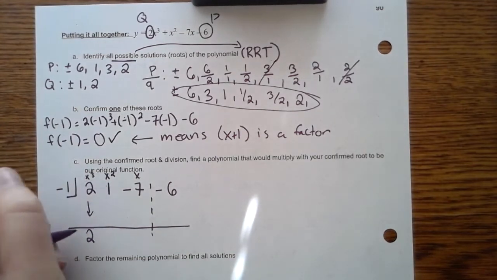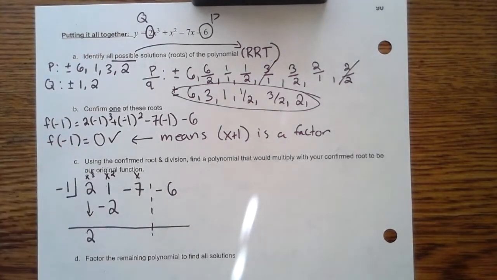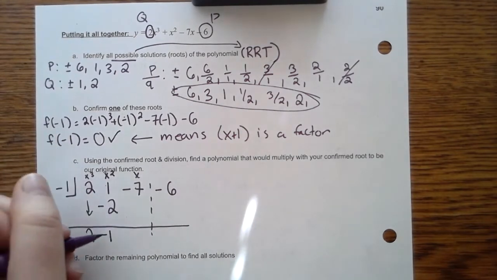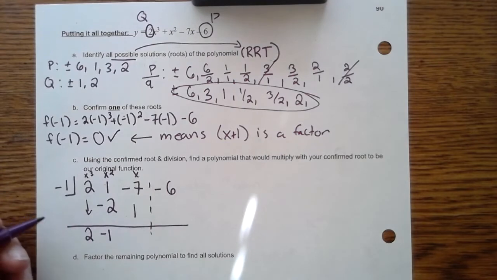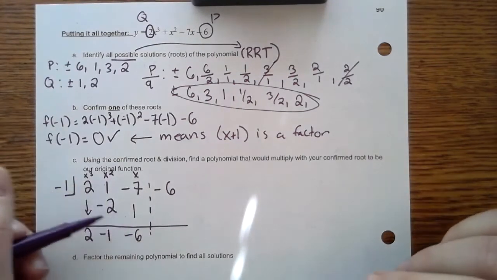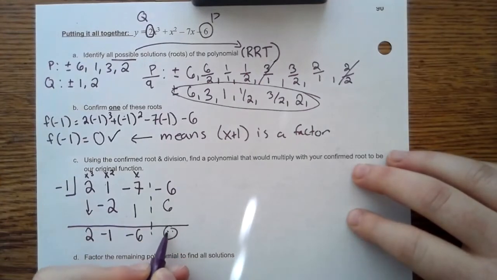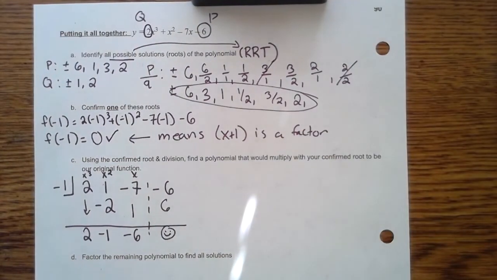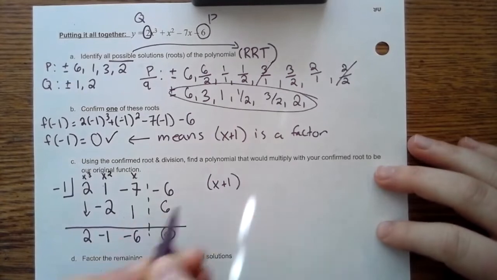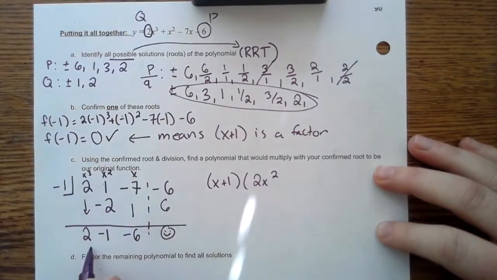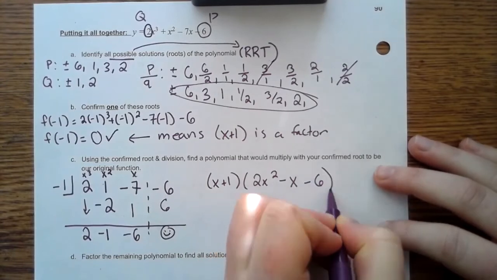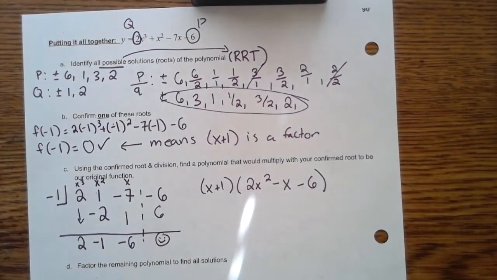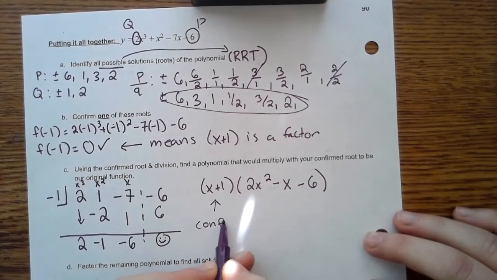So I'm doing synthetic division. 2 times -1 is -2. 1 combined with -2 is going to be -1. -1 times -1 is +1. -7 plus 1 is -6. -6 times -1 is 6. And you better get no remainder here, because we already confirmed it's a factor. So now I can say, oh, well, x plus 1 and 2x squared minus x minus 6 is a factored form of this. That's our confirmed root.